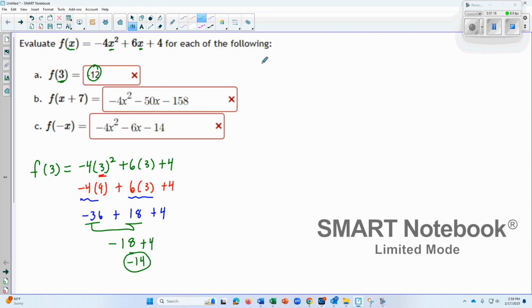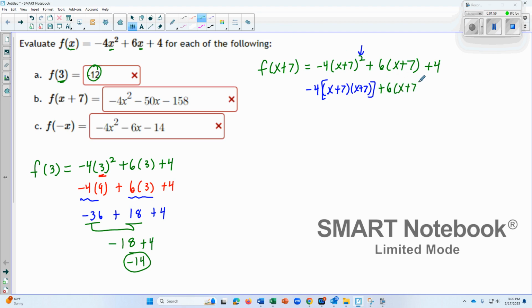All right, let's look at f of x plus 7. This is probably the hardest one out of these three. So let's see, we're going to have -4 times x plus 7 squared, then plus 6 times x plus 7, and then we have our plus 4 right here. Okay, so order of operations, we have to take care of the power first. So there's two different ways you can do this. You could go ahead and break it apart and FOIL it, okay, which is fine. I'm going to put this in brackets, okay.